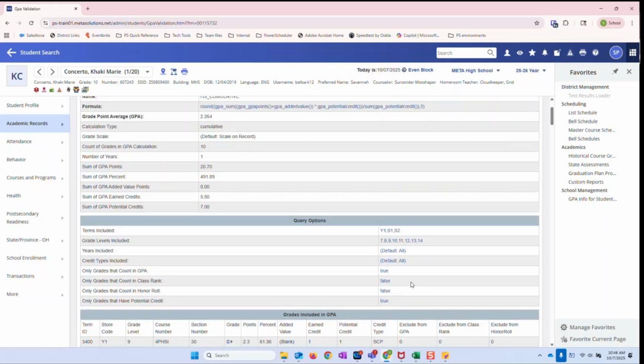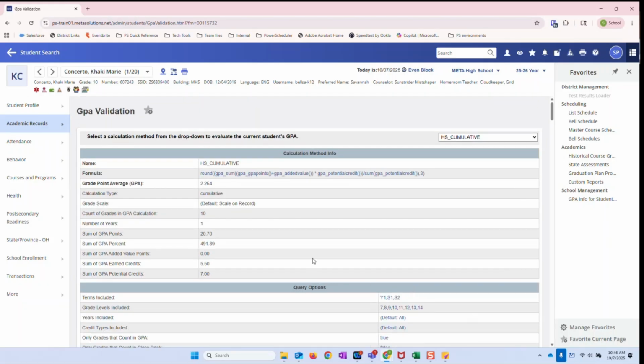So I highly recommend this for troubleshooting. And I also highly recommend that if you are going through this process, that you take a look at this ahead of time if your parent or student has questions to make sure that it's calculating properly before you get in that room and demonstrate this.